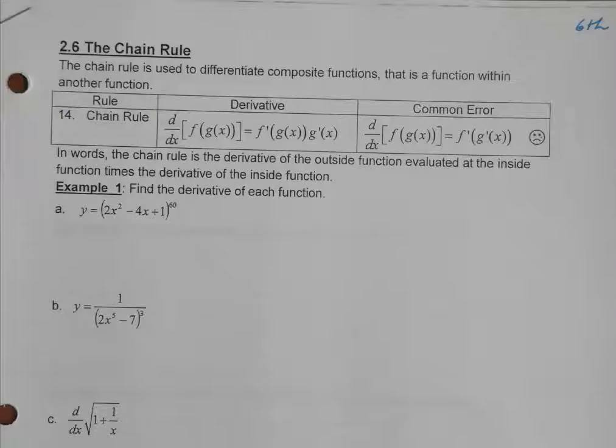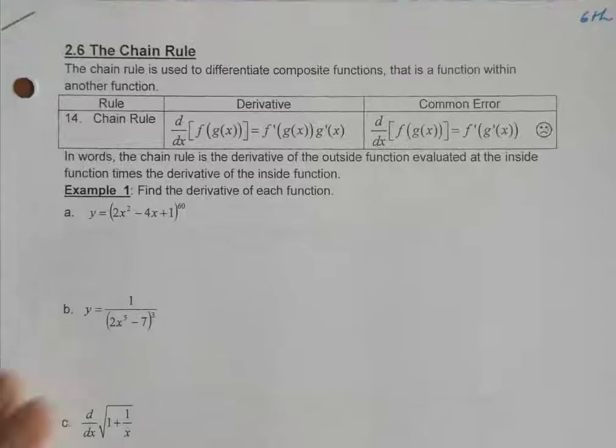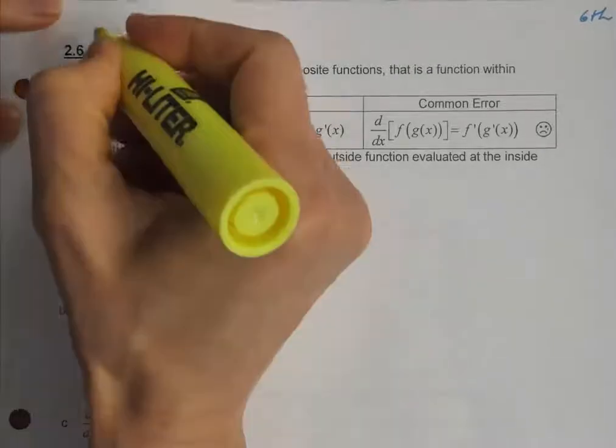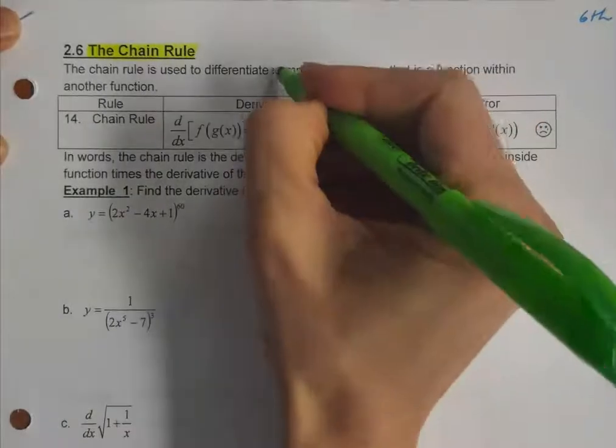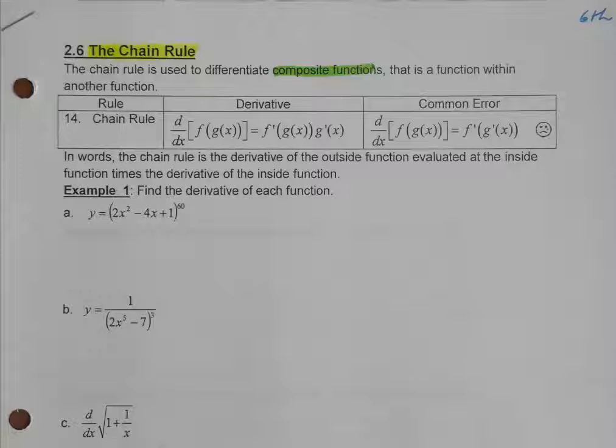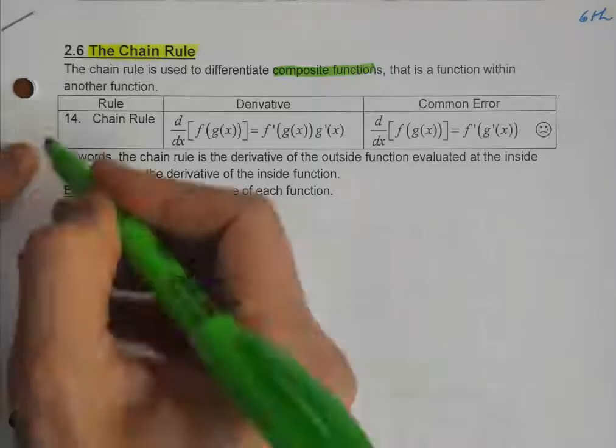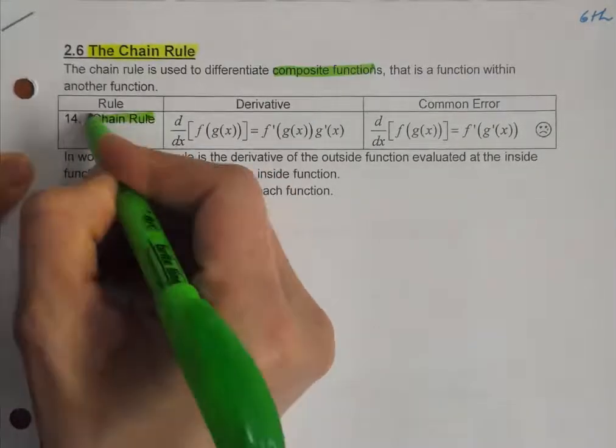Okay, let's get started. All right, so today we're going to look at another rule called the chain rule. And the chain rule is specifically for differentiating composite functions. So what is a composite function? That is a function within a function. So we only have one rule today, the chain rule.